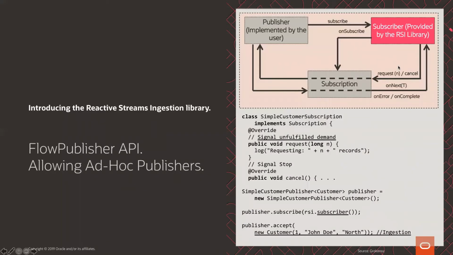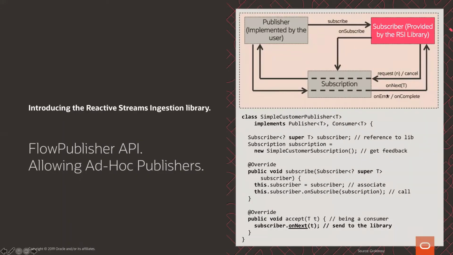So that is the idea of showing that there is an unsatisfied demand, and then you can send more records, right? So this is an example of how to create a publisher. You create the subscriber, you create the subscription, then you have to override. What do you do? Because of the publisher interface, you have to override subscribe. So the only thing you do is to make the association and to call the event.